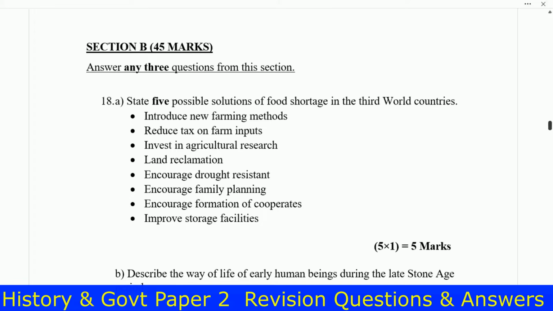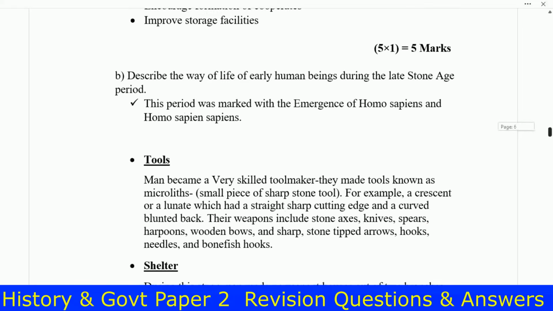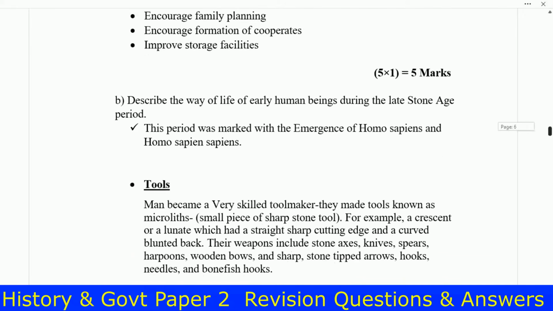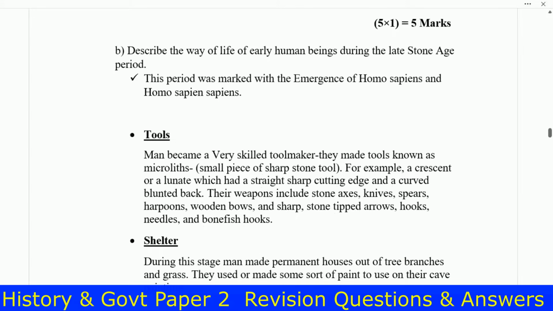Number 1, introduce new farming methods. Next, reduce tax on farm input. Next, invest in agriculture, in agricultural research. Next, land reclamation. Next, encourage drought resistance crops. Next, encourage family planning. Next, encourage formation of cooperatives. Next, improve storage facilities.